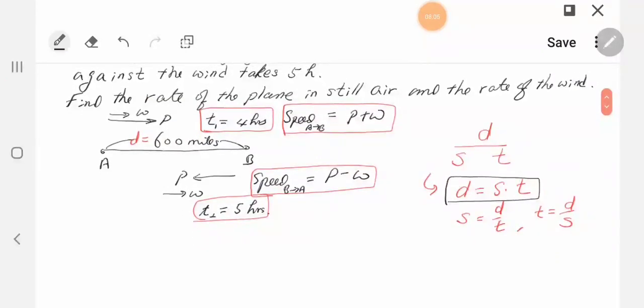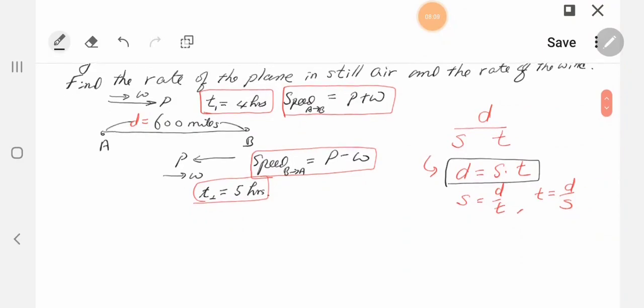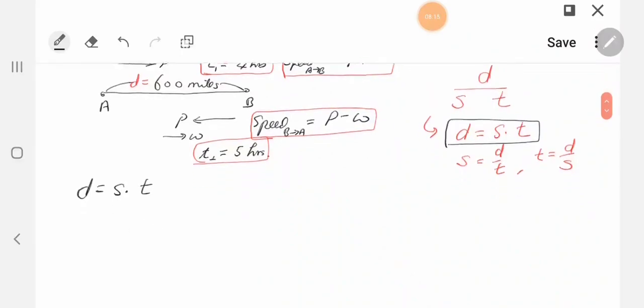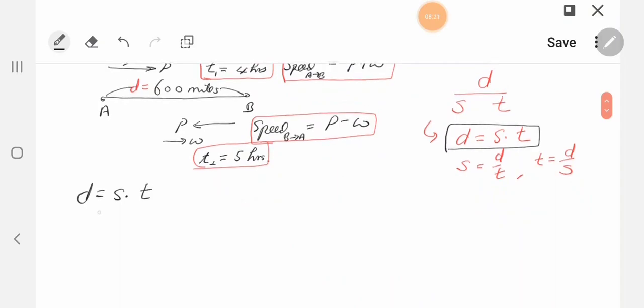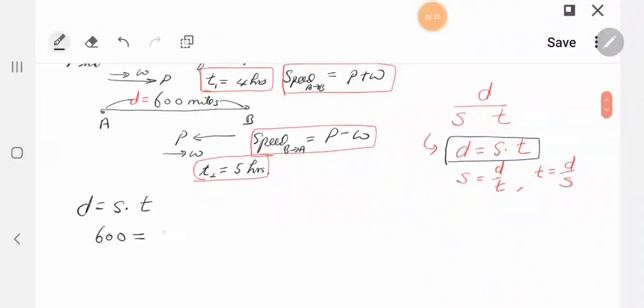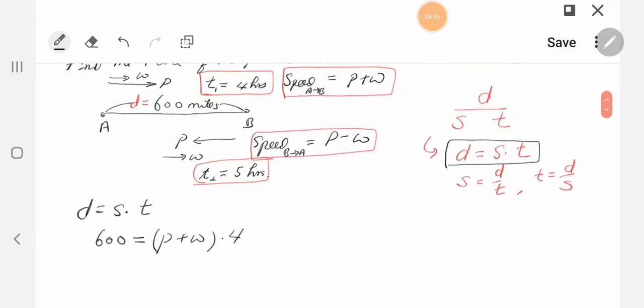We will use this one. The distance is 600 miles, so the distance is speed times the number of hours. That's the formula, right? So when you go from city A to B, what is the equation? The distance is 600 miles, and this 600 miles is the speed times the number of hours. What's the speed from A to B? The speed is the sum of the airplane and the wind, times how many hours did it take? 4 hours. So we have one equation from going from A to B.